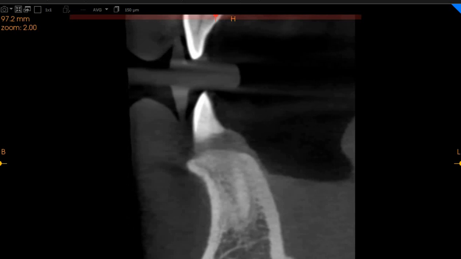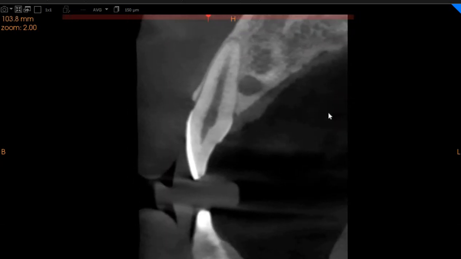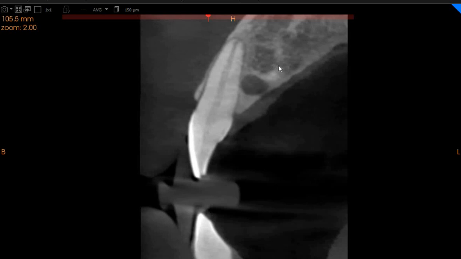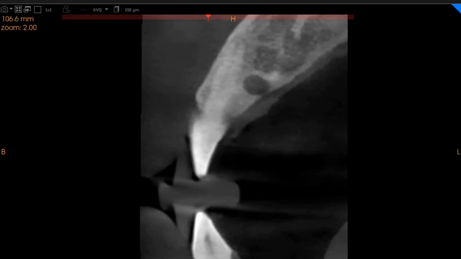We'll also show you the upper right central incisor. The upper right central incisor is right here. We don't see anything problematic with the upper right central incisor. There's no radiolucency. This is the incisive foramen. Nothing significant of note, no periapical radiolucency or no J-shaped radiolucency.